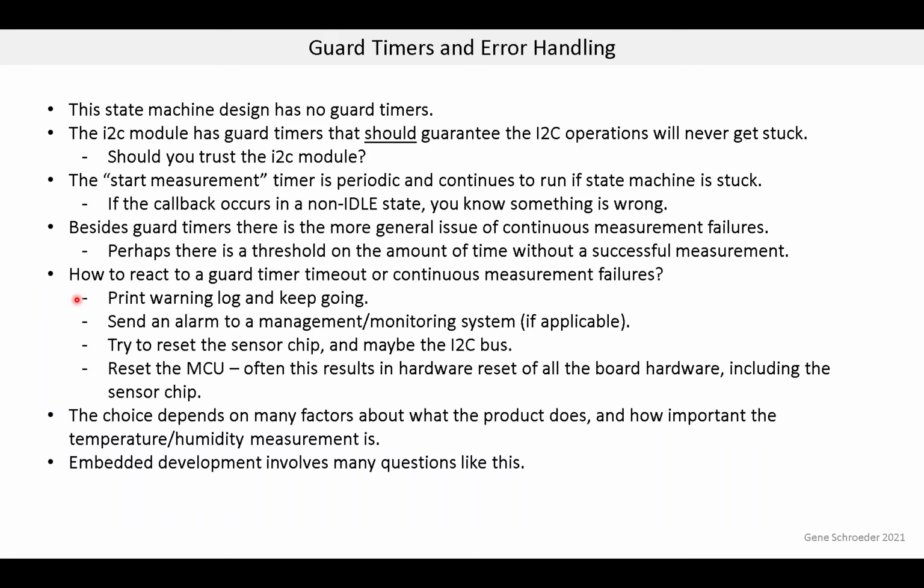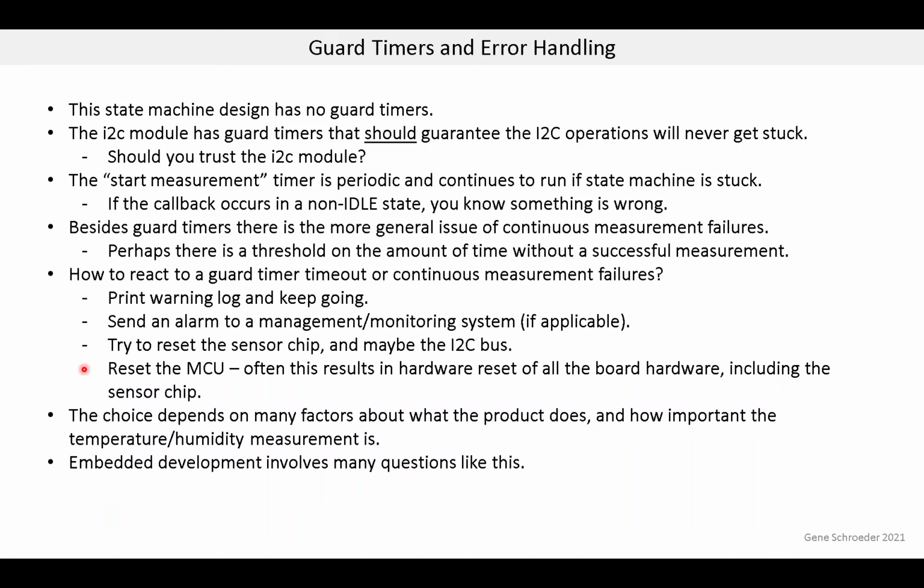You could print warning messages and keep going. No one's going to see that in the field. You could send an alarm to a management or monitoring system if applicable. Of course, a lot of systems don't have monitoring or management systems. To get a little bit more proactive, you could try to reset the sensor chip from your software and maybe reset the I2C bus. That might clear it up. And then usually the most drastic thing is you reset the MCU.